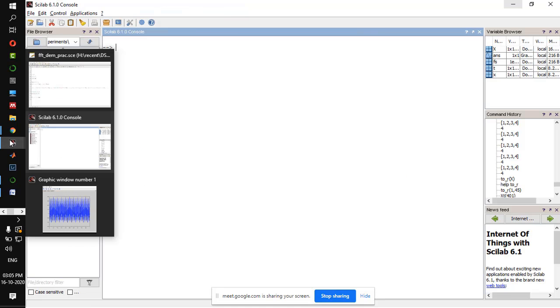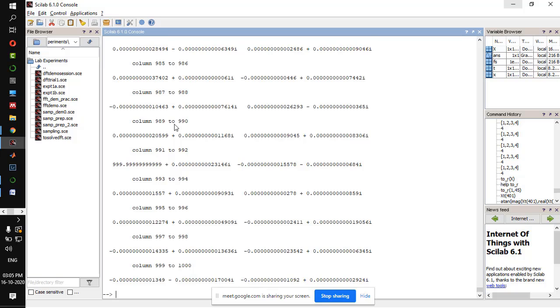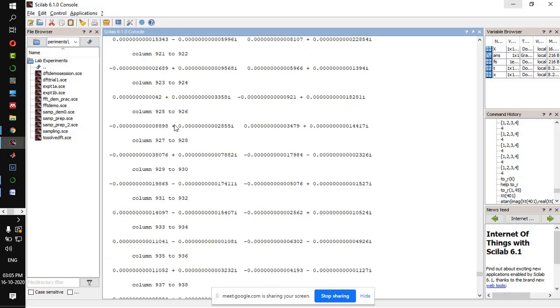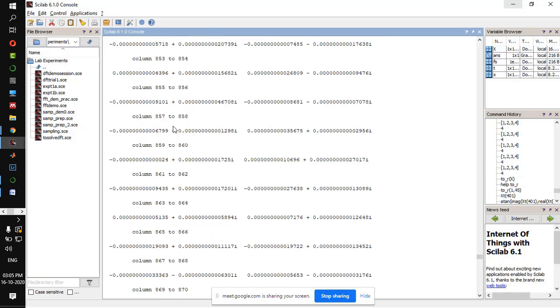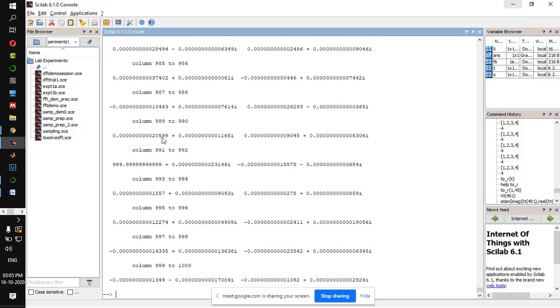We shall check it. I'll run it. Anyhow, I got the signal because I have plotted it. If I type capital X and hit enter, see what these are. These are all x of k. This is the value at k equal to 855, k equal to 856, k equal to 857, dot dot dot, k equal to 999.